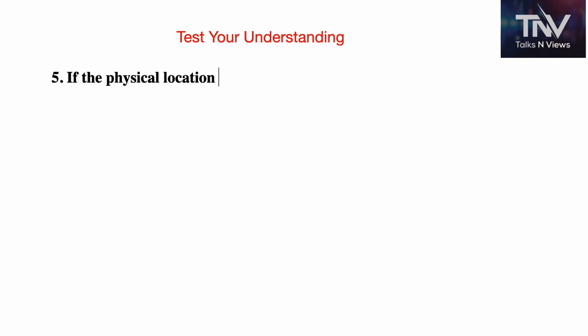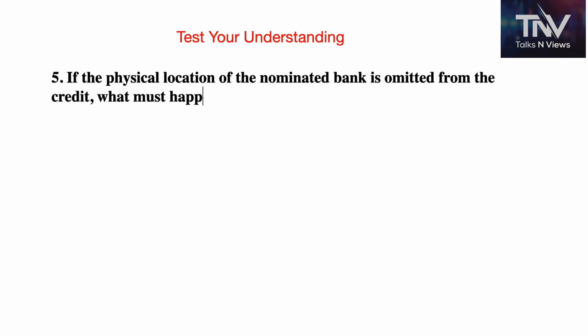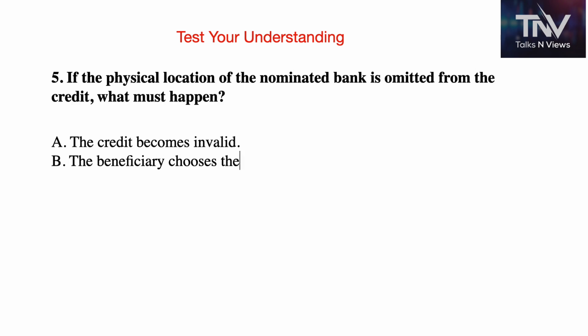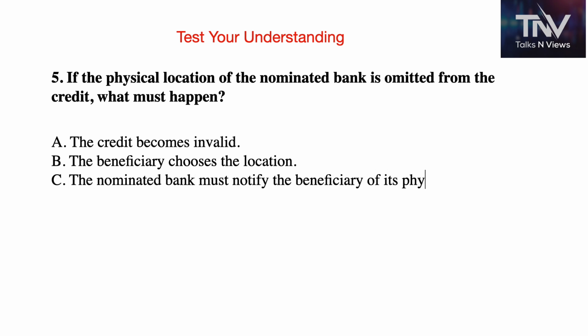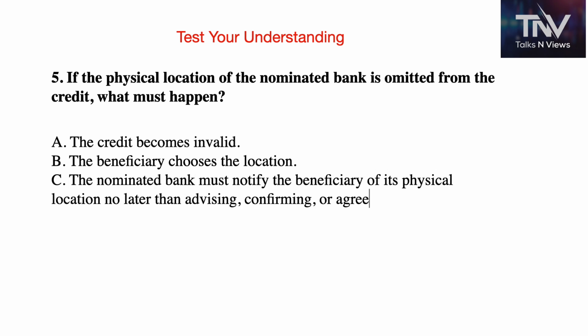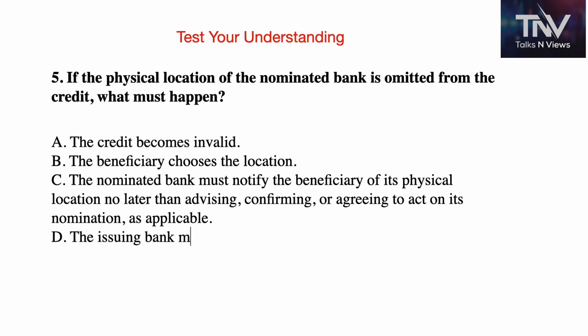Question 5. If the physical location of the nominated bank is omitted from the credit, what must happen? A. The credit becomes invalid. B. The beneficiary chooses the location. C. The nominated bank must notify the beneficiary of its physical location no later than advising, confirming, or agreeing to act on its nomination, as applicable. D. The issuing bank must cancel the credit. Answer, C.